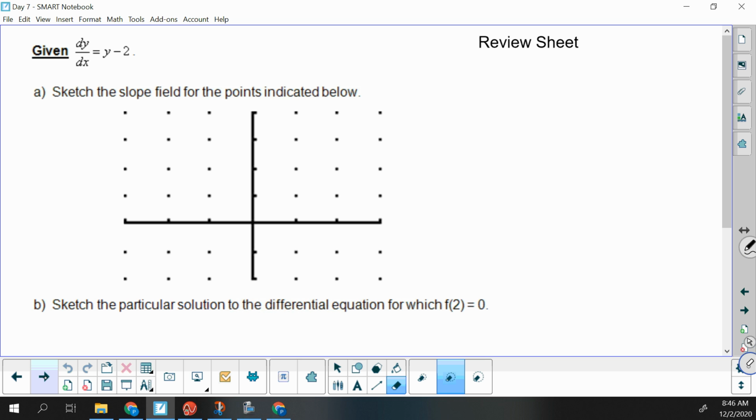So on the review sheet, we're going to just go over a couple of them, and any others you have questions on, you could come to office hours. We're going to start out, we're going to go over 3A.